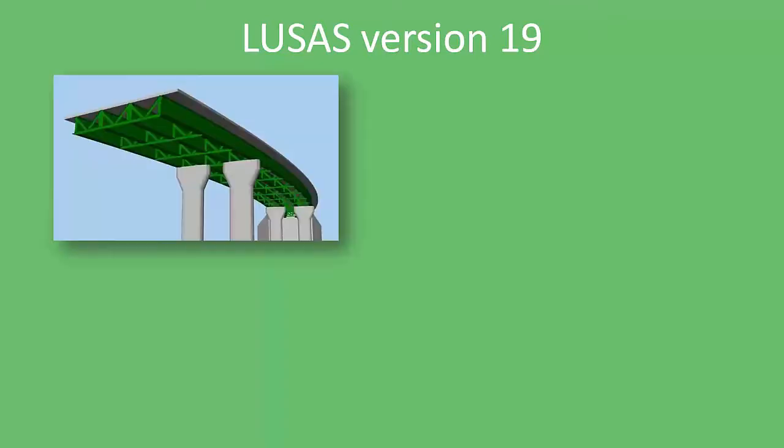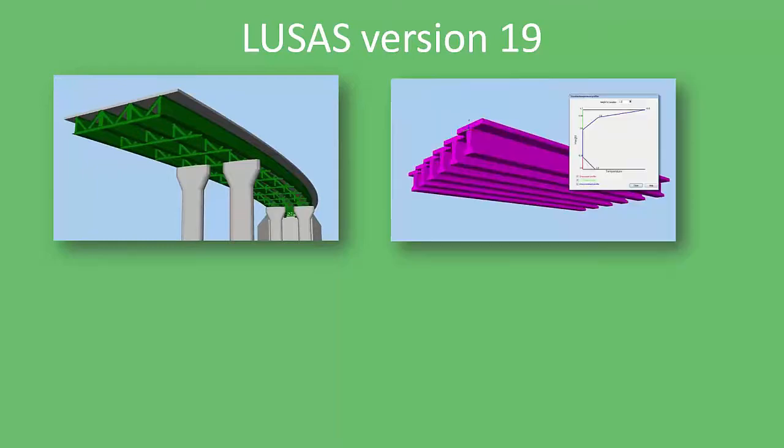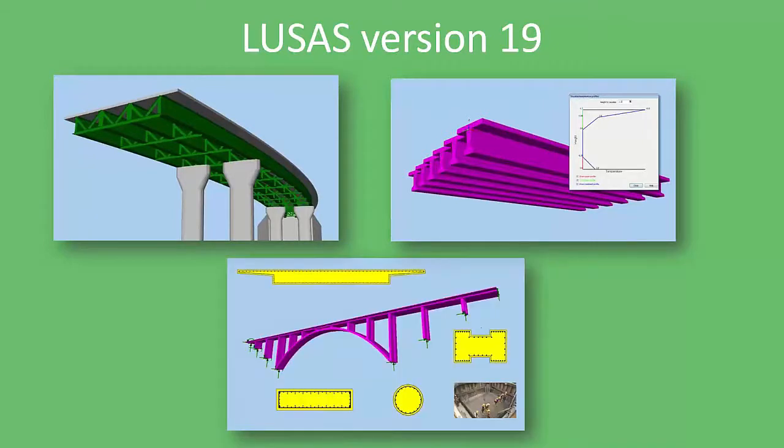Now, in version 19 of LUSAS, there are many new developments. In this particular presentation, I'm just going to concentrate on 3 of them. The Composite Bridge Wizard for modeling 3-dimensional structures quickly and efficiently. The new grillage sections and temperature profiles, and reinforced concrete design to AS 5100.